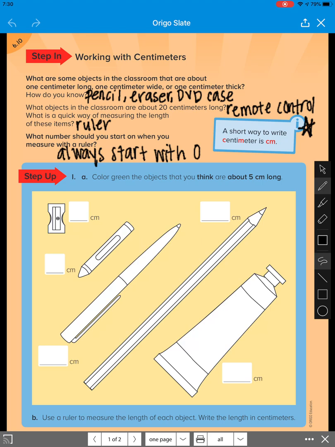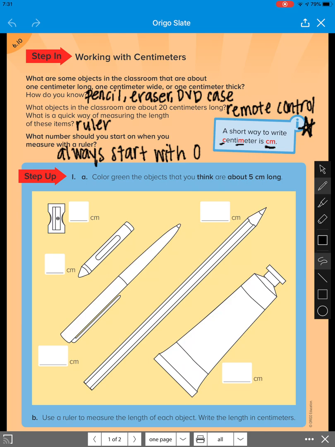Then they have a little message right here, a reminder. It says a short way to write centimeter is cm. So just like you see right here, they have a c and m inside of centimeter. So when you write centimeter out, instead of writing that word out every single time, you can just do an abbreviation and write cm.